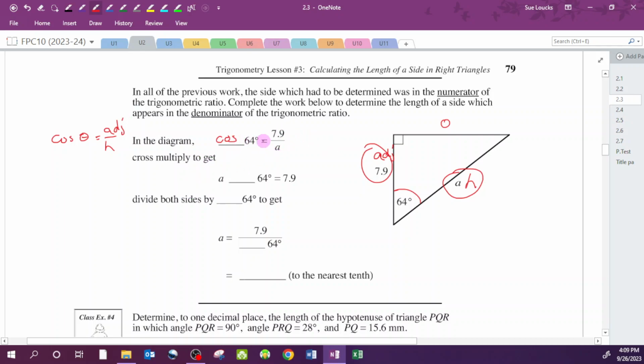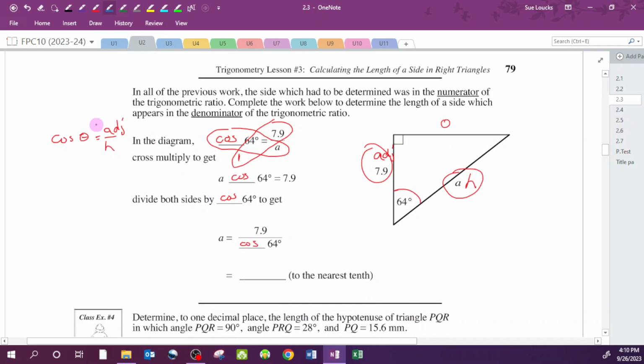Okay, and if we cross multiply, it means that you multiply these two things together and it equals these two things together, and this is just a 1. So we get A times cos 64 equals 7.9, and then we divide both sides by cos 64 to get A equals 7.9 over cos 64.